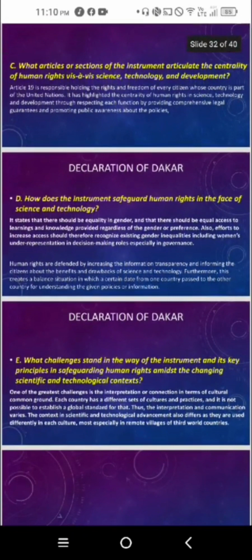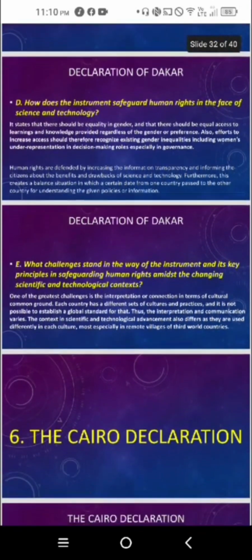What articles or sections of the instrument articulate the centrality of human rights via science, technology, and development? Article 19 is responsible for upholding the rights and freedom of every citizen whose country is part of the United Nations. It highlights the centrality of human rights in science, technology, and development through respecting each function by providing comprehensive legal guarantees and promoting public awareness about the policies.